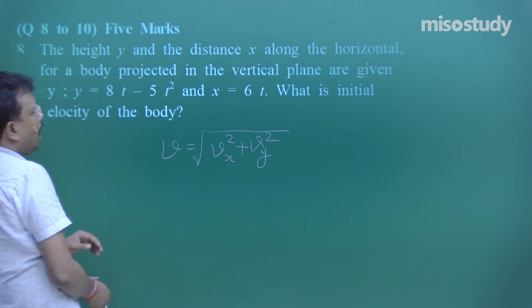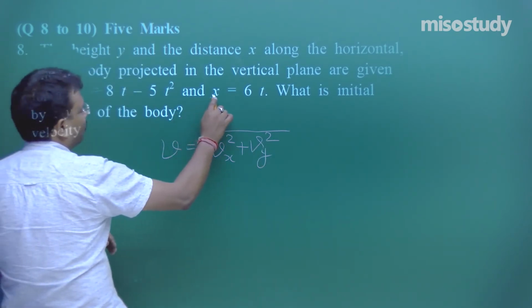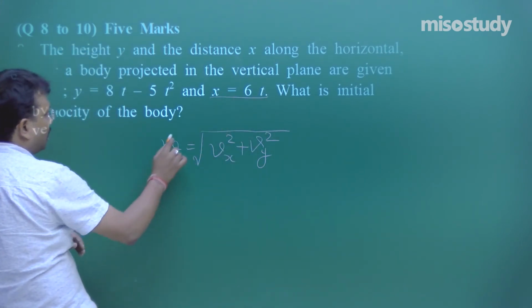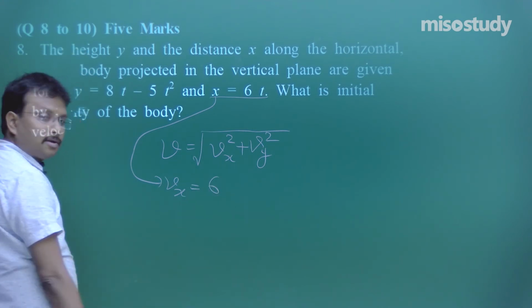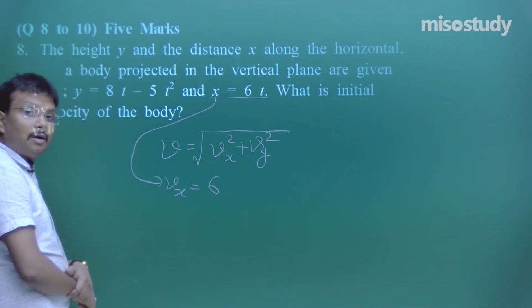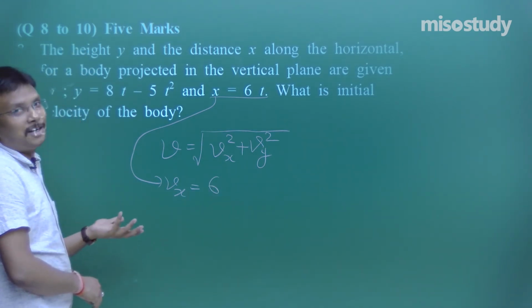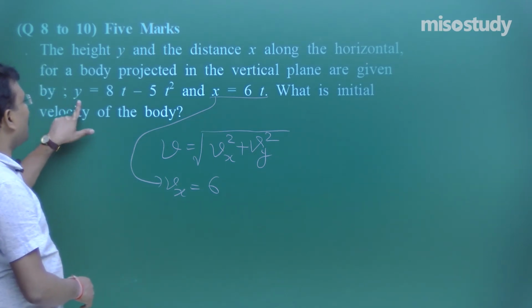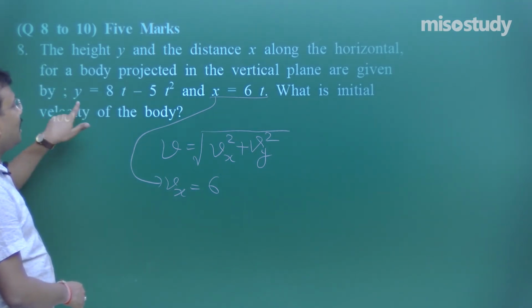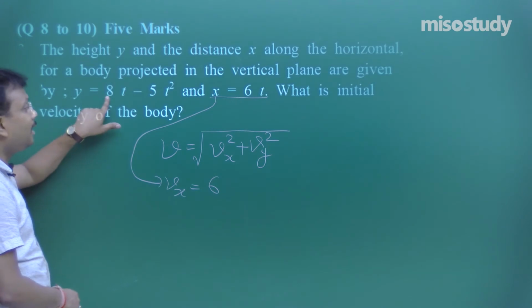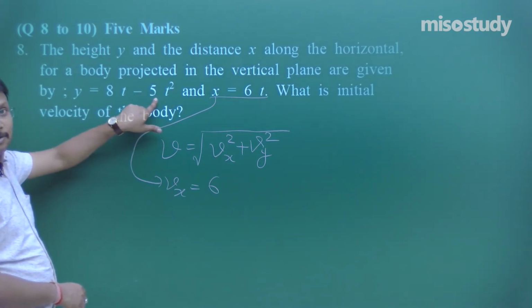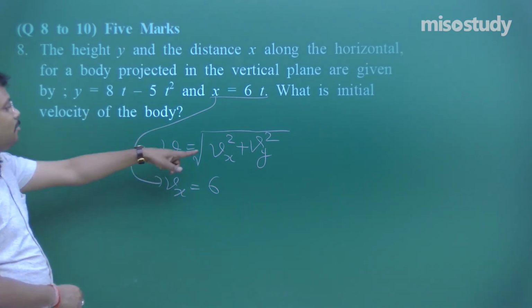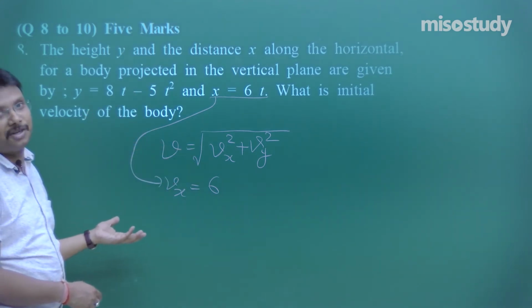Now how to find vx? Very simple. From here, vx is equal to 6. Vx means dx by dt, the first order derivative. And for y, dy by dt is equal to 8 minus 10t. Now solve it, put in the values, and you will get the result.